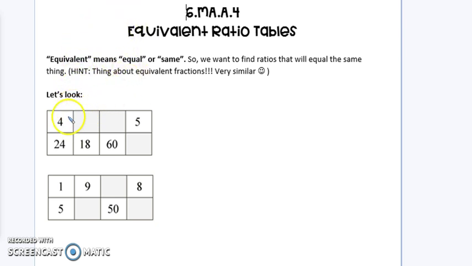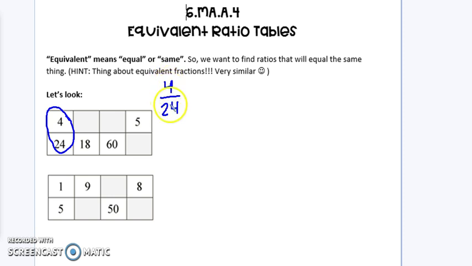Okay, so the first thing I want to do is find a ratio in the table. So the 4 to 24 is the only ratio I see because everything else has a blank. Okay, so what I want to do is make sure that this 4 to 24 is in simplest form. So to do that, I need to simplify this.